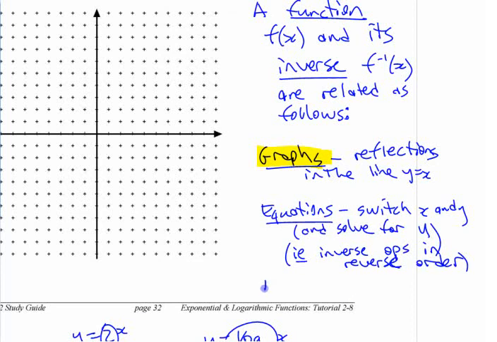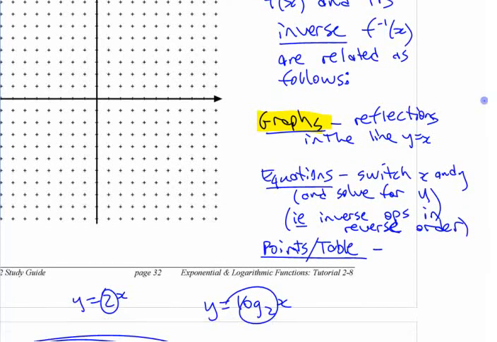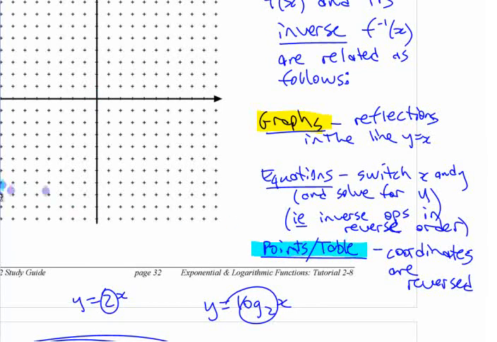And then the last thing, let's say points or a table, right? If you're looking at numbers, points or a table, how are they related? Coordinates are reversed. All of these are the same thing, right? Reflecting in the line y equals x is the same as switching x and y in the equation or reversing the coordinates in points or in tables. Okay? So we have those three things. So some of that you already know, some of that you do not know.